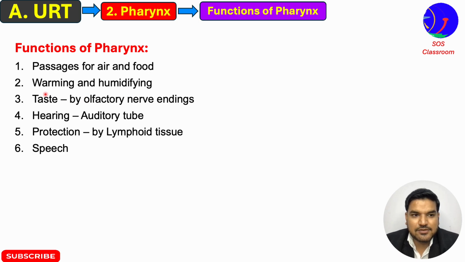Warming and humidifying: warming is done by the blood supply, and humidifying is done by the different types of mucus production. Taste is done by the nerve endings of the olfactory nerves. Hearing is through the auditory tube, called the eustachian tube. Protection is done by the different types of lymphoid tissue or lymphoid tonsils present in the nasopharynx or oropharynx, and speech is done by the larynx or voice box.